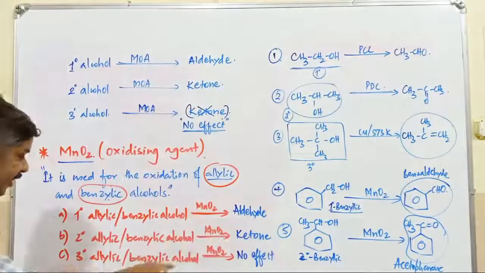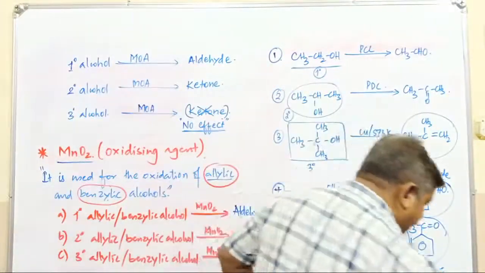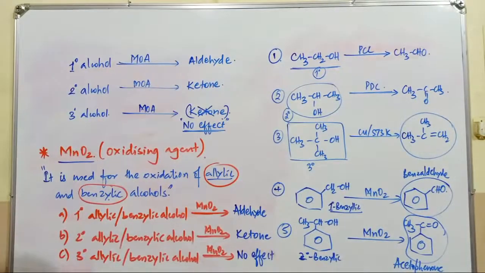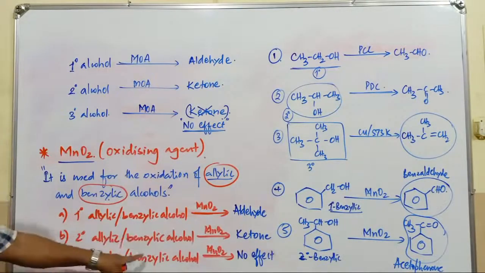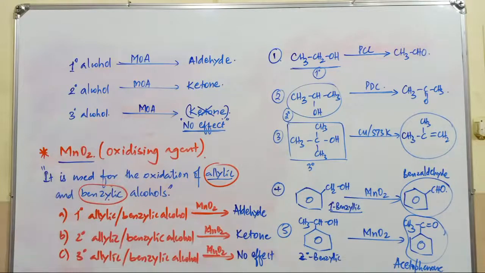If it is tertiary benzylic, it has no effect. MnO2 has nothing to do with that compound. So there is no oxidation product with respect to tertiary benzylic or allylic compounds. Just copy this one. We'll move on to the next example.